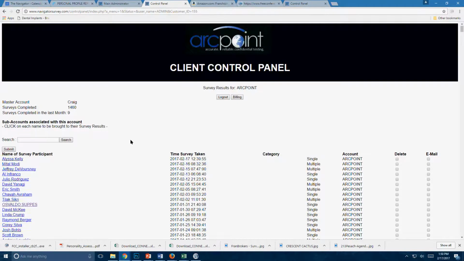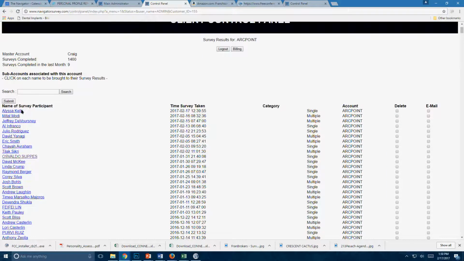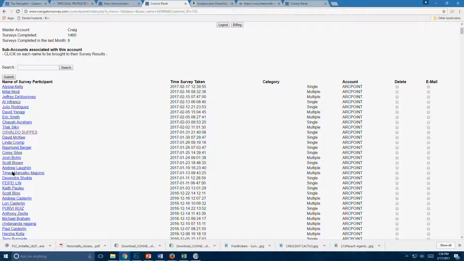Once there, this is what you see. You're going to see the name of the survey participant, a time stamp of when they took it, whether they're looking for single or multiple, and the account. Now, some clients have multiple accounts. The delete and the email is not going to be visible on yours. That's only on mine.